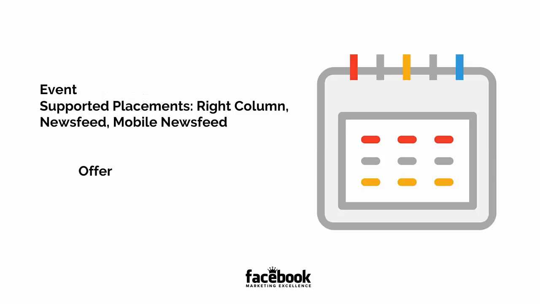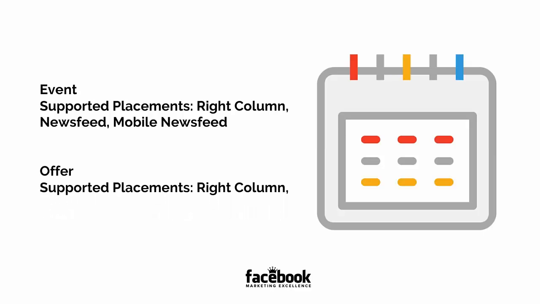And finally, we have offer. And supported placements for this are right column, newsfeed and mobile newsfeed. An offer advert is used for companies that want to market a special offer. And this works through your page. Again though, you'll need at least 50 likes to use it. And this is an interesting option because anyone who clicks on your ad will be emailed a code that they can then use in order to redeem your special offer. And it's great for encouraging sales.